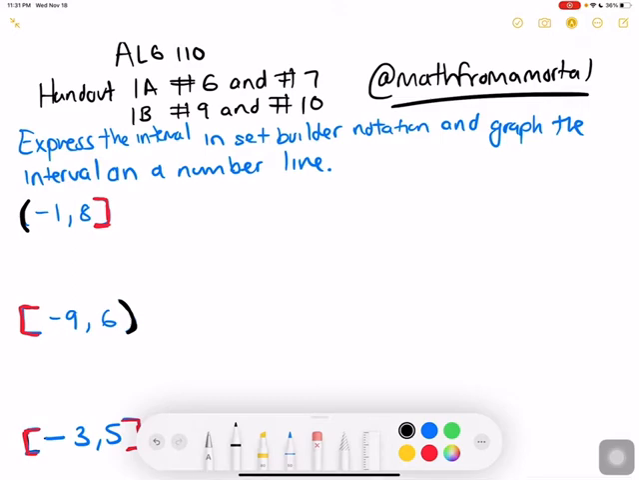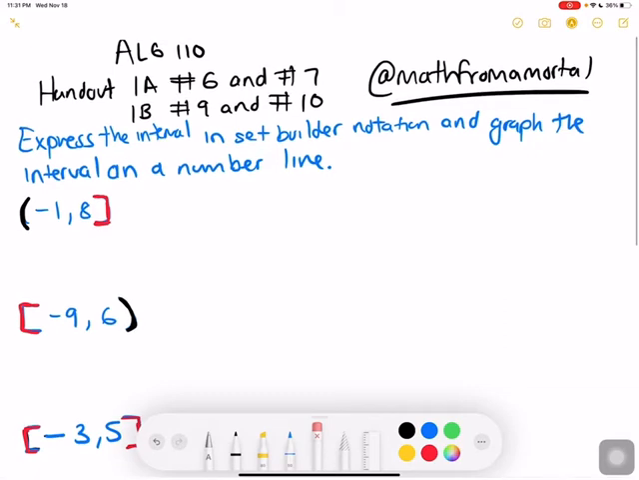Okay, so I'm going to explain a little bit what these parentheses and brackets mean, and what the difference is between those. The way I like to think about it is the interval is going to contain two numbers, one where it starts and one where it ends. So it's a set of numbers, a group of numbers that we're talking about.